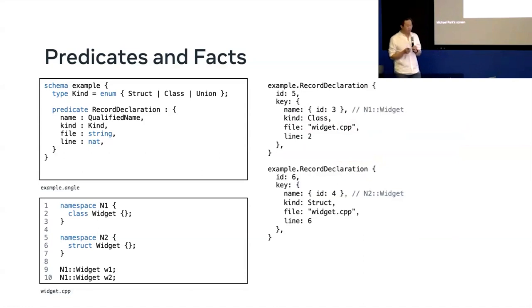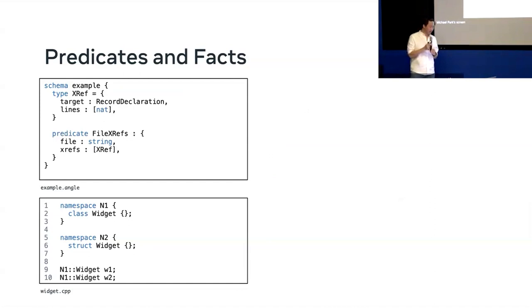And so this will produce something like this. Record declarations again get assigned new IDs, and then the stuff inside. So this name is a reference to existing facts, right? And then you can see for the N1 widget, the kind is class on line 2, and then for N2 widget, the kind is struct on line 6, right? And so this is how we start to build up the information about the 10 lines of code that we have on the left there. All right, so let's keep going.